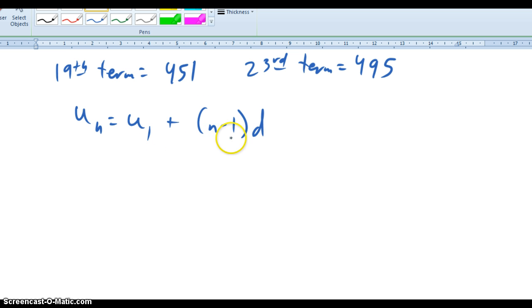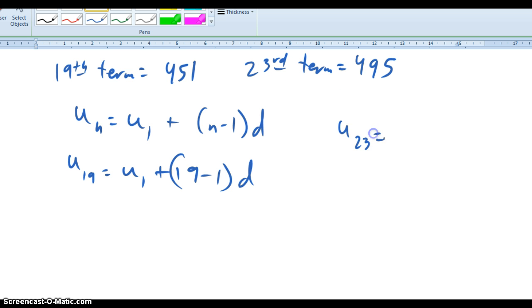Where if we use this formula, we can plug in what we know. We know that u sub 19 is u sub 1 plus 19 minus 1 times d. We don't know what d is. We don't know what u sub 1 is, but we also know this: u sub 23 is u sub 1 plus 23 minus 1 times d, right? So that means we could rewrite each one of these.